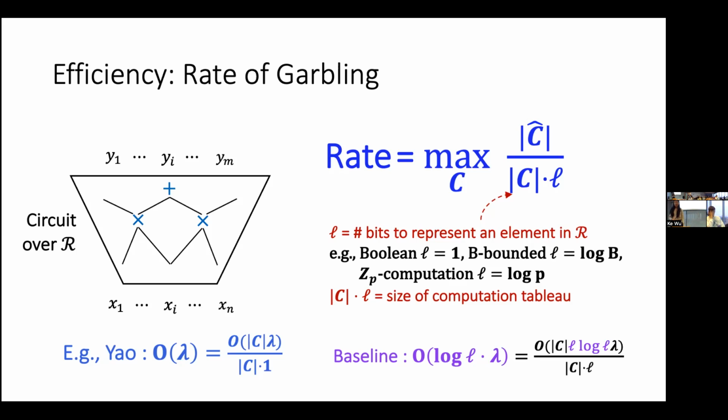I have a question. Even for the arithmetic version, is the garbled circuit still Boolean or is it arithmetic?